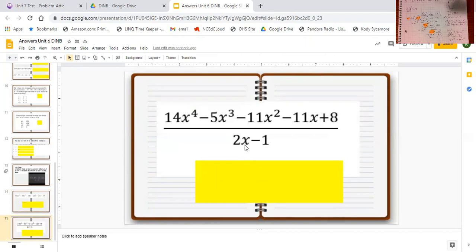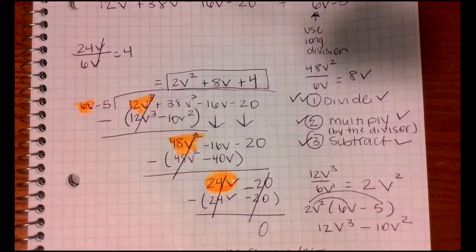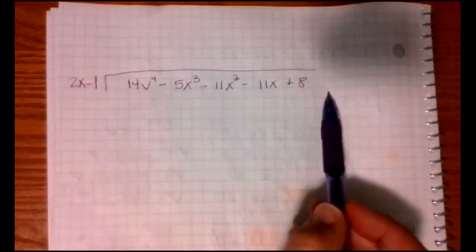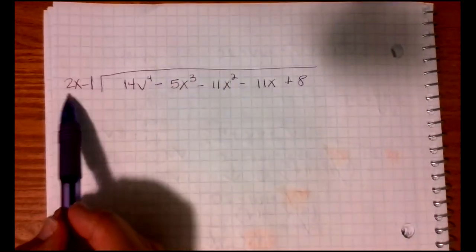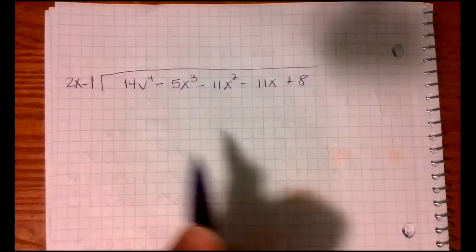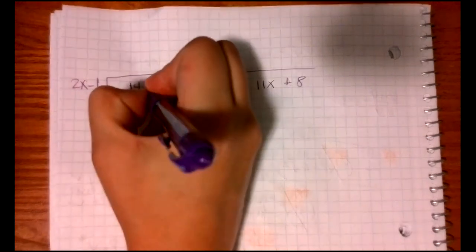All right, I'm going to work one more of these out, and I'm going to go through this one a little quicker. All right, so this time I've already set it up, our dividend and our divisor. I can't use synthetic division because there's a 2 in front of the x, and I wrote a v instead of an x there, so let me fix that.